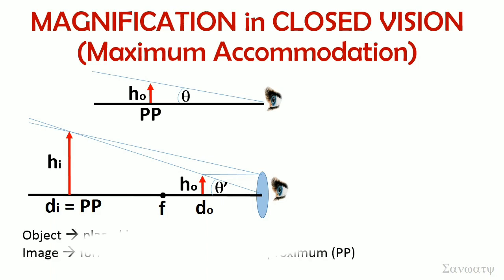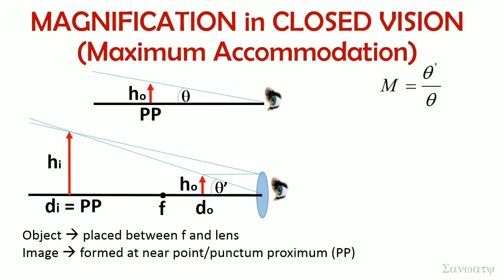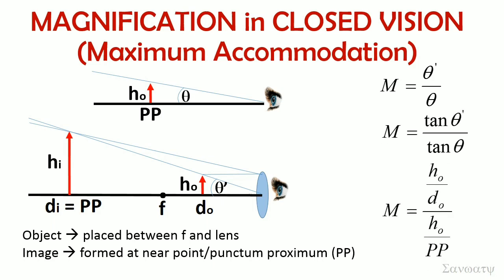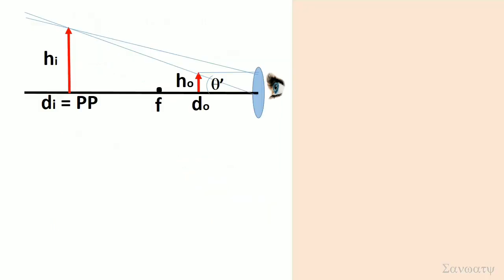So the magnification will be equal to theta prime over theta. Since theta prime is equivalent to tangent theta prime and theta is equivalent to tangent theta, we can write m as equal to tangent theta prime over tangent theta. Tangent theta prime will be equal to h, the height of the object, over do, the distance of the object, and tangent theta will equal h, the height of the object, over pp, the punctum proximum. The problem here is we don't know the distance of the object, or do. So let's take a look at the ray diagram to simplify this equation.